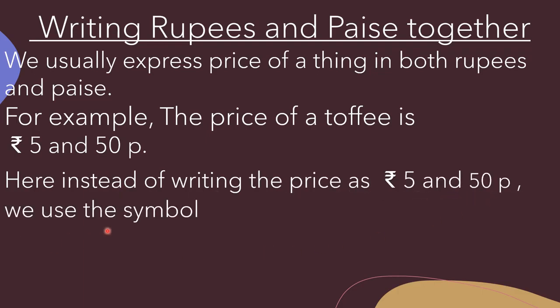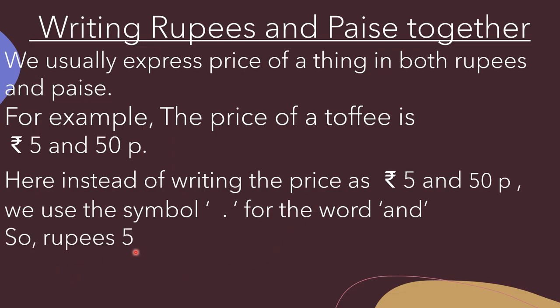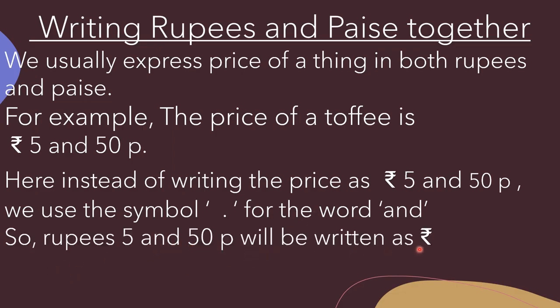Now, here instead of writing the price as ₹5 and 50 paise, how we can write it? We use the symbol dot for the word and. इस and की जगह बेटा हम क्या symbol use करते हैं? That dot. Okay. So how we can write ₹5 and 50 paise will be written as ₹5.50. Okay. Is it clear beta?